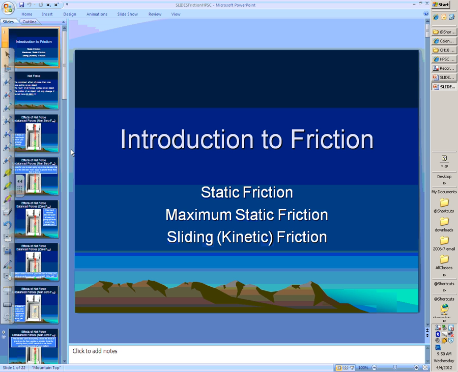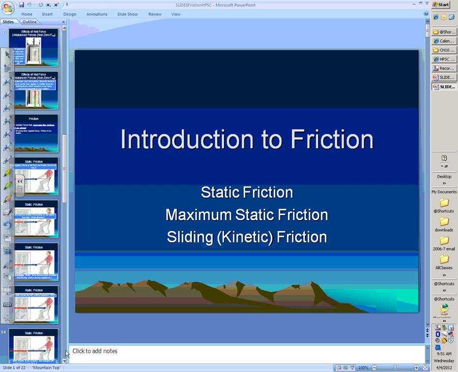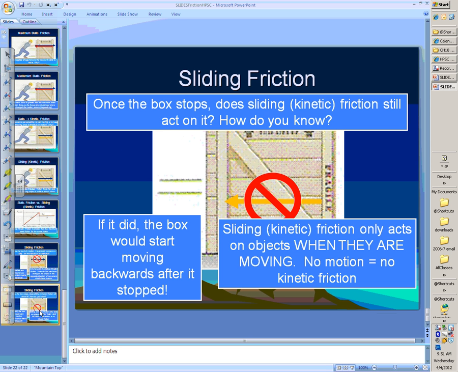So the last two things in your outline. Number two, sliding or kinetic friction only acts on objects that are in motion. And then if there's no motion, there's no kinetic friction. So sliding friction only acts on objects when they're moving. Good there?